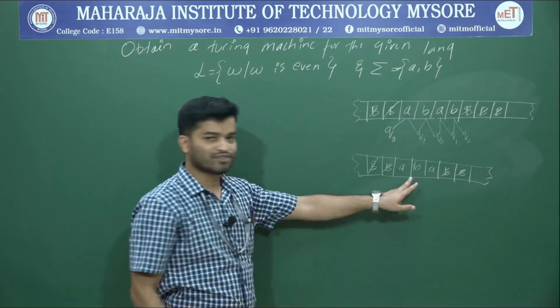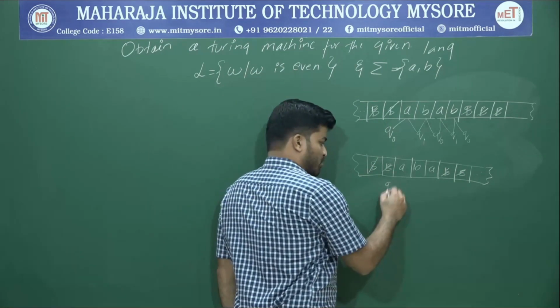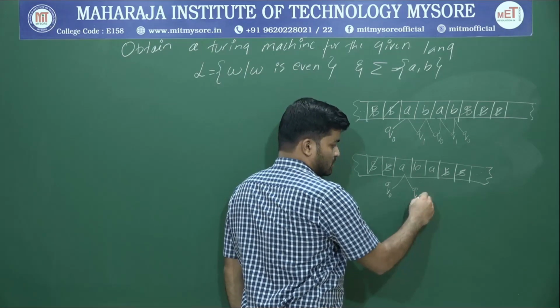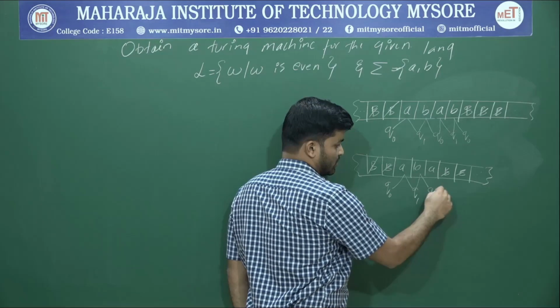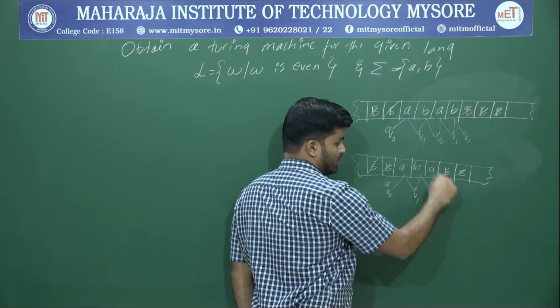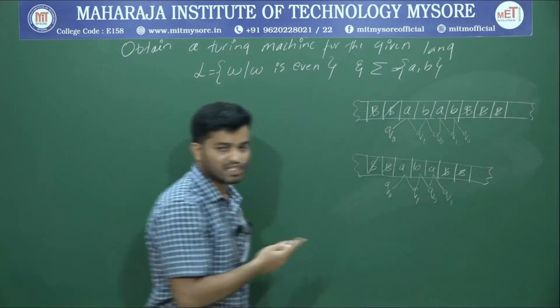So observe this particular string. Q0 upon A will go toward Q1. Q1 upon B will go toward Q0. Again, Q0 upon A will go toward Q1.